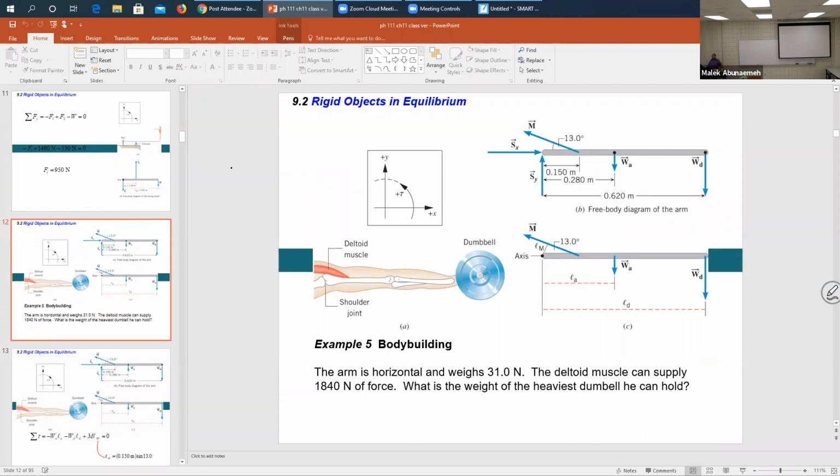The arm is horizontal and weighs 31 newtons. The deltoid muscle can supply 1,840 newtons of force. What is the weight of the heaviest dumbbell he can hold? All right, well, let's go ahead and write this down. So you got W, your weight of the dumbbell, your weight of the arm, which is going to be right over here from the middle, and you got your rotational axis, which is your shoulder.